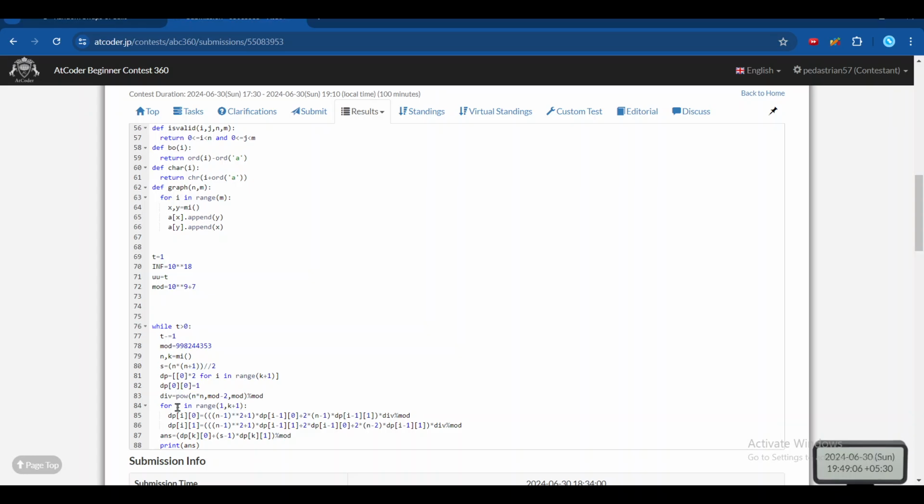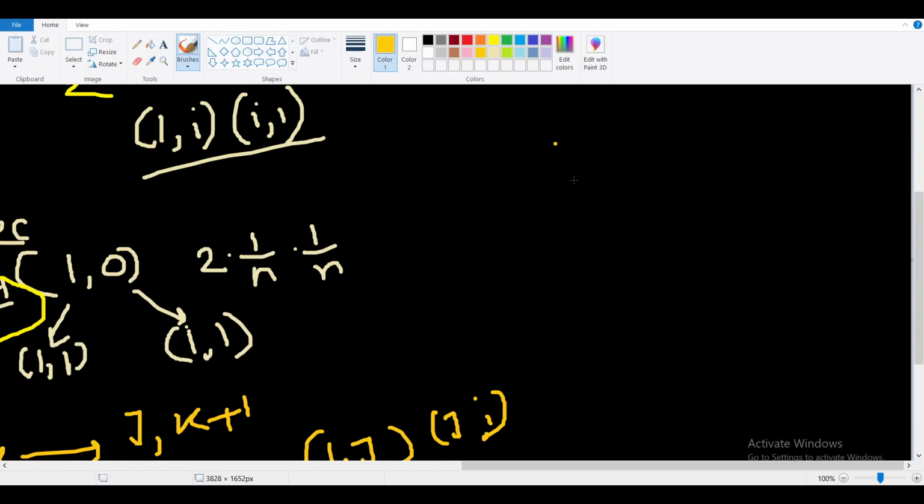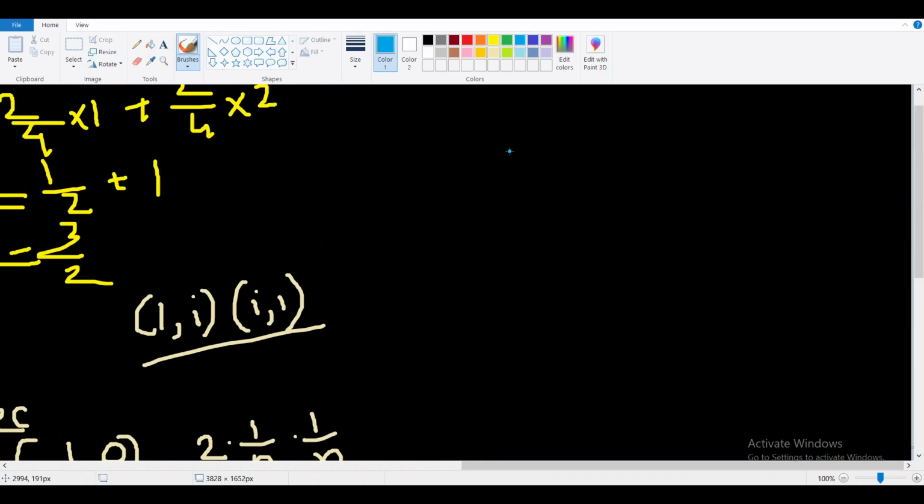Okay, so how are we transitioning from dp[i-1] to dp[i][0]? From dp[i-1][0] and dp[i-1][1]. Okay, so we have to clear something. Yeah, no, we have space left. So we are at (i, 0). That means that we are at the first index. Okay, the black ball is at the first index.